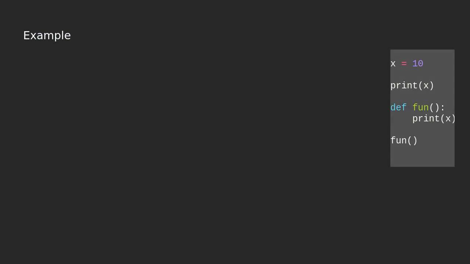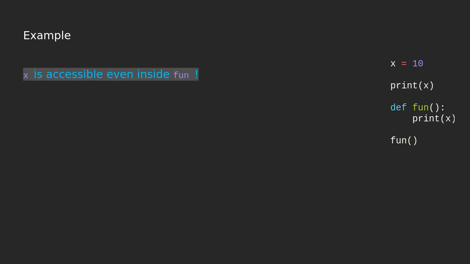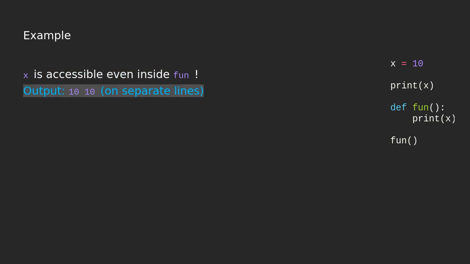Here is an example. Look at the following code. Here I'm defining a variable x directly in the main file. This makes x accessible from anywhere in the file. For instance, x is accessible from even within the function fun. Each of the print(x) calls accesses the value of the variable x, and we get 10 and 10 as the output. Because x is accessible from anywhere in the file, the variable x is said to have global scope.